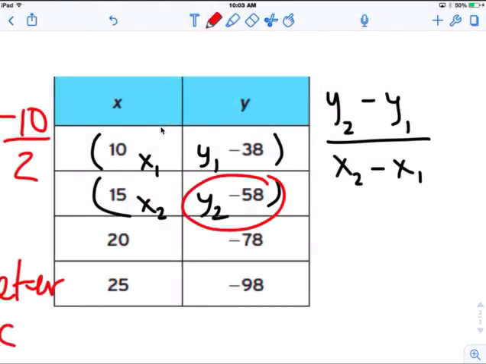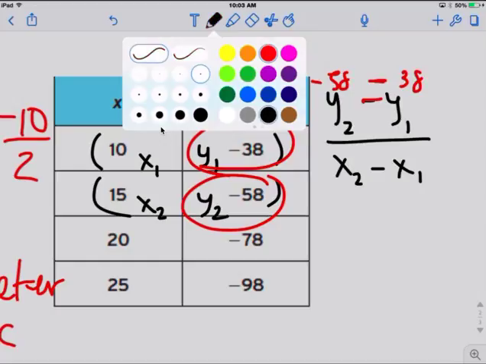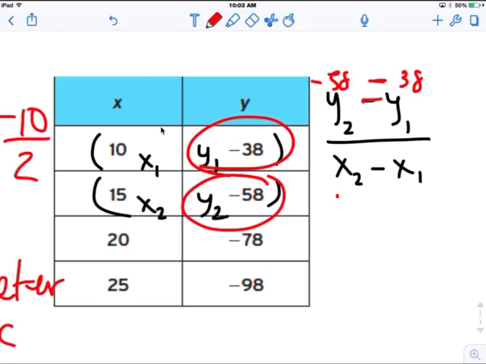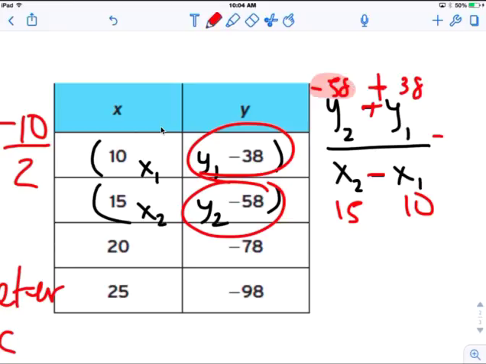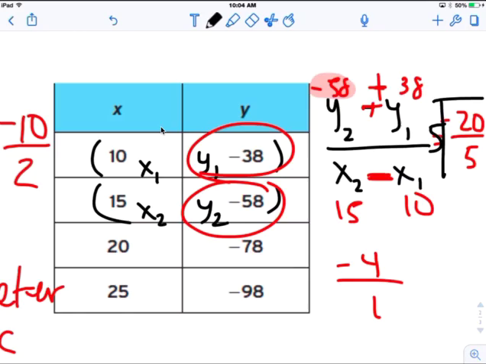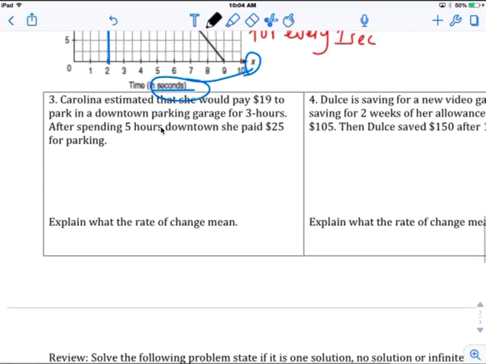Y sub 2 is negative 58. Y sub 1 is negative 38. See these two? Additive inverse. And then x sub 2 is 15. X sub 1 is 10. Only one negative, so additive inverse, plus plus. You end up subtracting because there's only one negative. So you get negative 20 over, subtracting 15 minus 10, it's 5. This is negative 4 over 1 because you can divide both by 5. Down 4 of something over 1 unit of something.